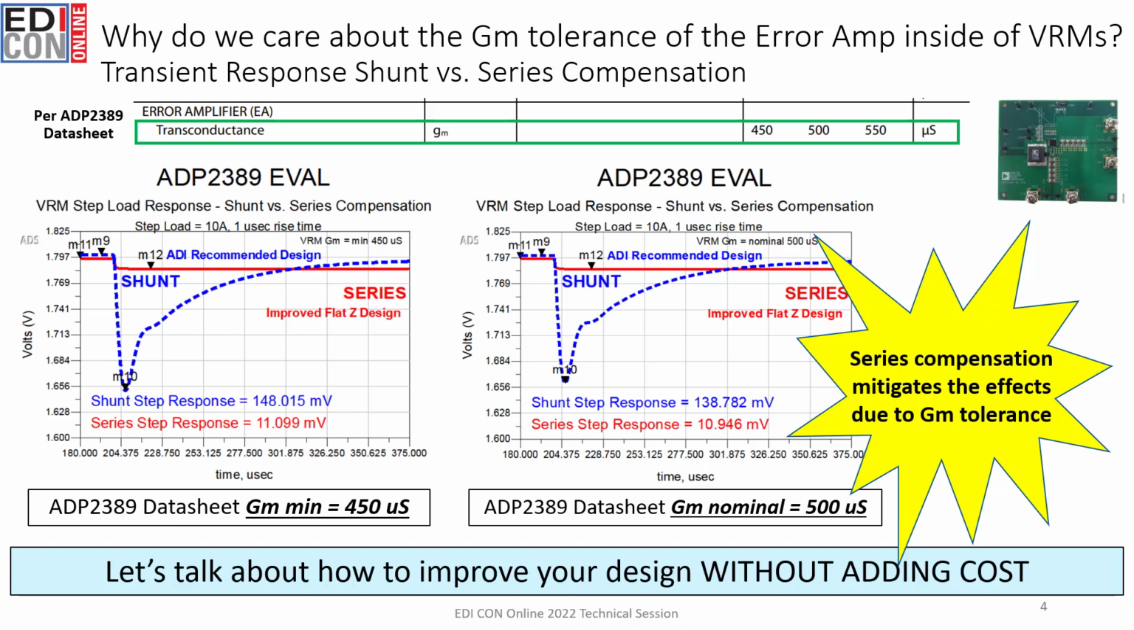Now this is important, right? Because here what we're showing you from the datasheet is this ADI VRM only has around a 10% variation in the transconductance. However, there are multiple VRMs that have 30% or even worse variation in the error amplifier's transconductance. The takeaway here is that the tolerance of the transconductance error amplifier inside the VRM greatly impacts the transient response of your design. I don't think designers really want to suffer like this. Do you? So let's talk about how to improve your design without adding cost.